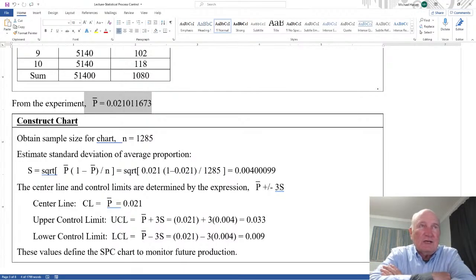Greg, the sample size from the chart comes from the production process.